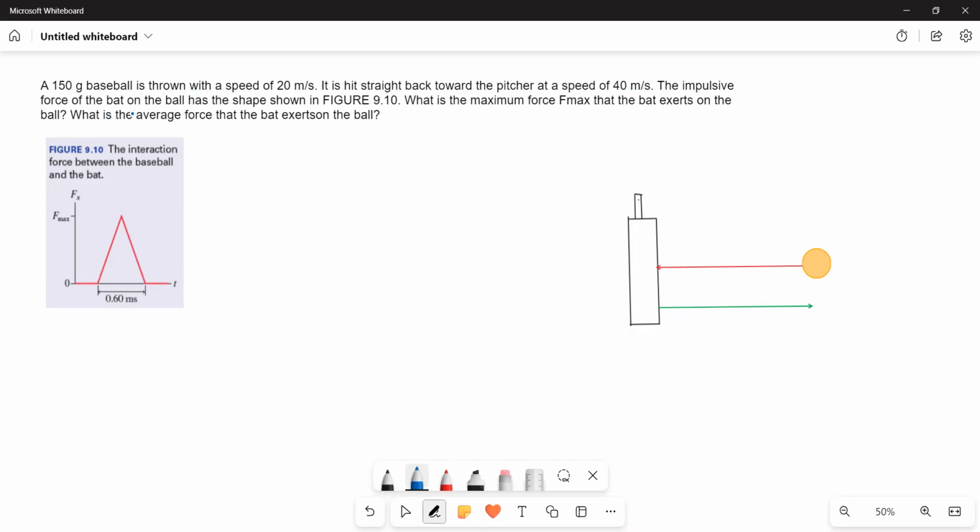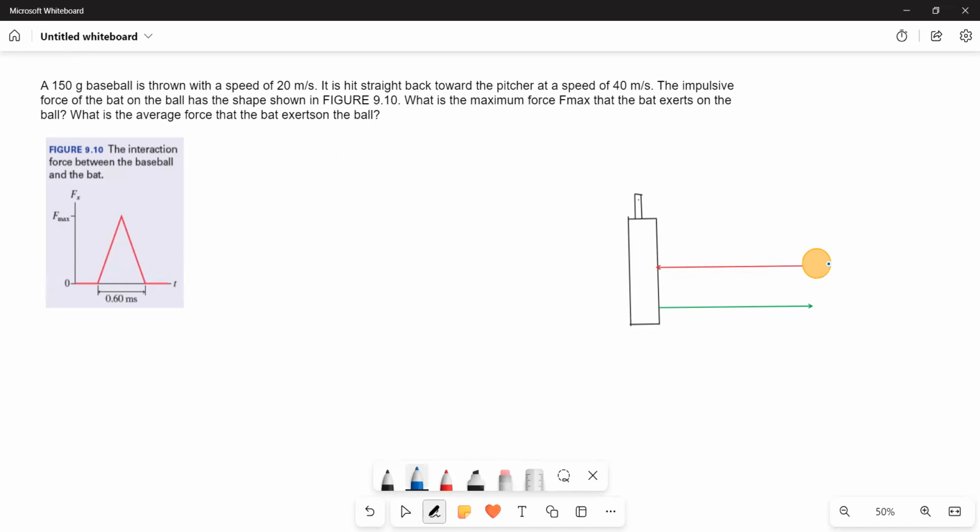The impulsive force of the bat on the ball has the shape shown in figure. What is the maximum force that the bat exerts on the ball? What is the average force that the bat exerts on the ball? You have to find out two things. One is the maximum force, another one is average force. Now let us try to do this problem.